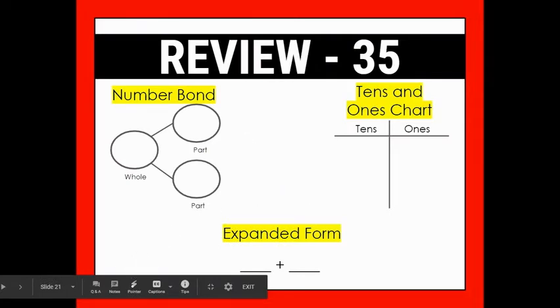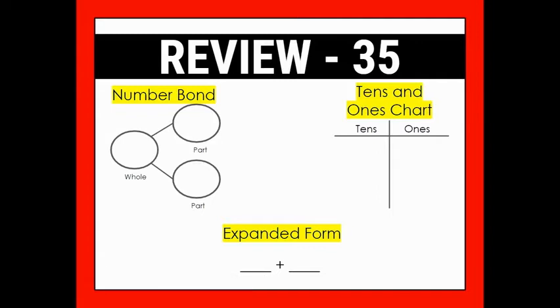So to review from yesterday, we talked about our number bonds, we talked about our tens and ones chart, and we also talked about expanded form. So if we do this with the number 35, remember for our number bond, we put the whole as the whole number, so 35 would be our whole. And then our two parts, we'd break it down between tens and ones. So we have 3 tens for 30 and 5 ones, and altogether it makes 35.